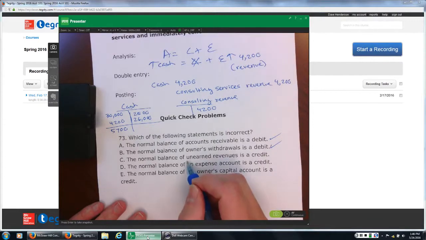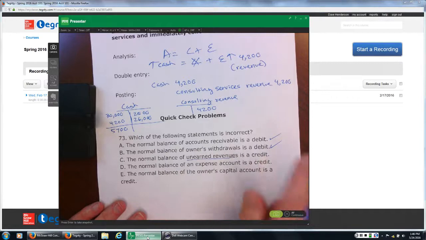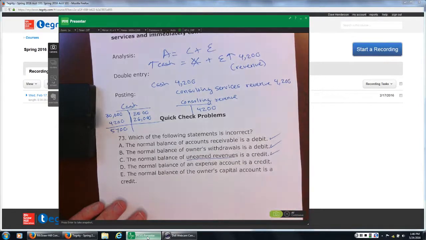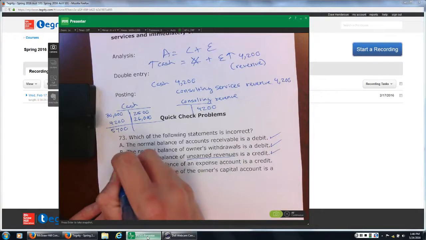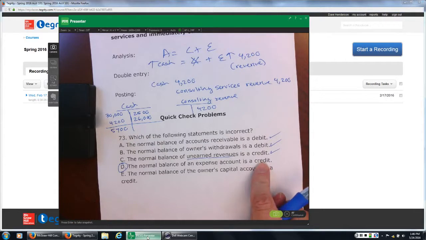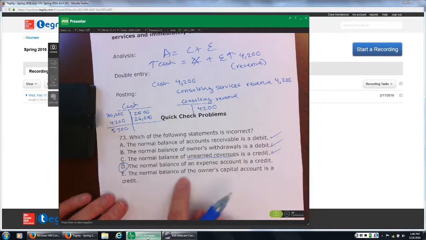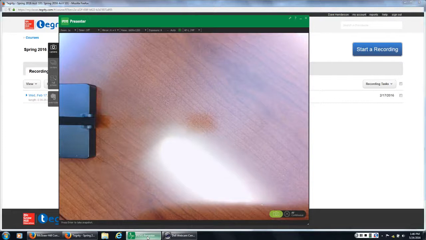The normal balance of unearned revenues is a liability. Liabilities normally have a credit balance. The normal balance of an expense account is a credit, sorry, that is not true. It should be a debit because expenses decrease equity, and the way I decrease equity is with a debit. The normal balance of owner's capital is a credit. That is true because owner's capital positively influences equity, and the way I make equity go up is with a credit.